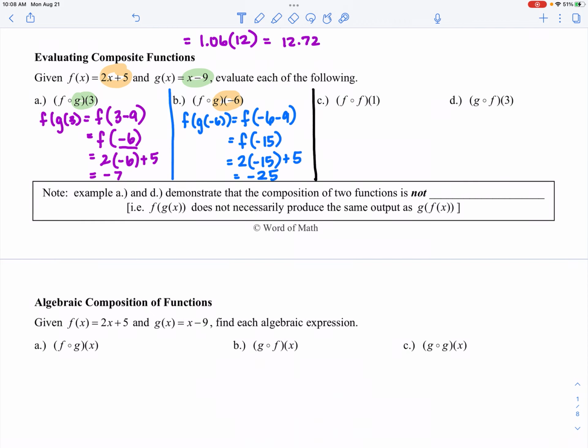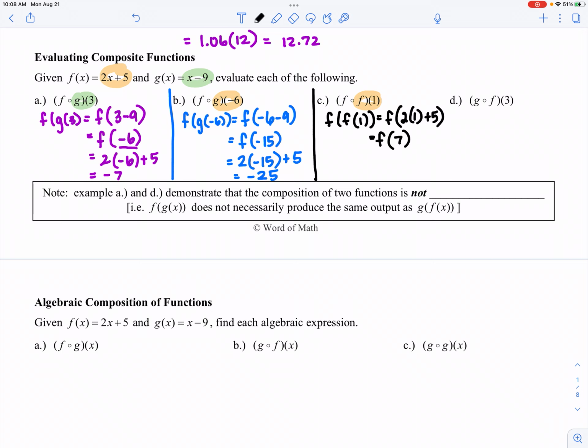Letter C, again, we're working inside out. We're going to start off with this f of 1 first. So we're just using two f functions here. So we're going to do f of 1 first. So looking at my f function, 2x plus 5, we're going to do 2 times 1 plus 5. So 2 times 1 is 2, plus 5 is 7.